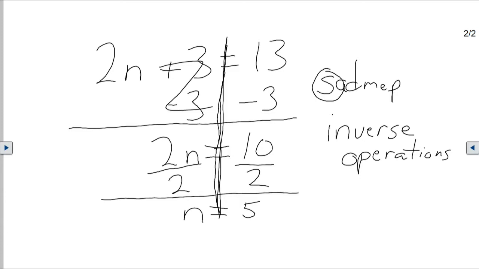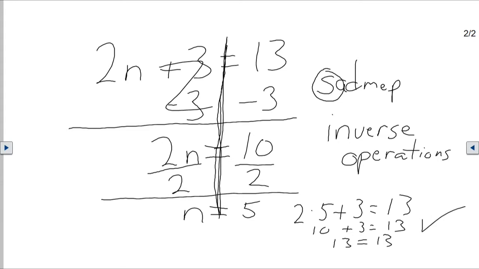The cool thing about equations is you can always check your answer and see if it works or not. So if n is 5, I should get a true statement. 2 times 5 plus 3 equals 13. Well, 2 times 5 is 10. 10 plus 3 is 13. 13 equals 13. So that one checks out.